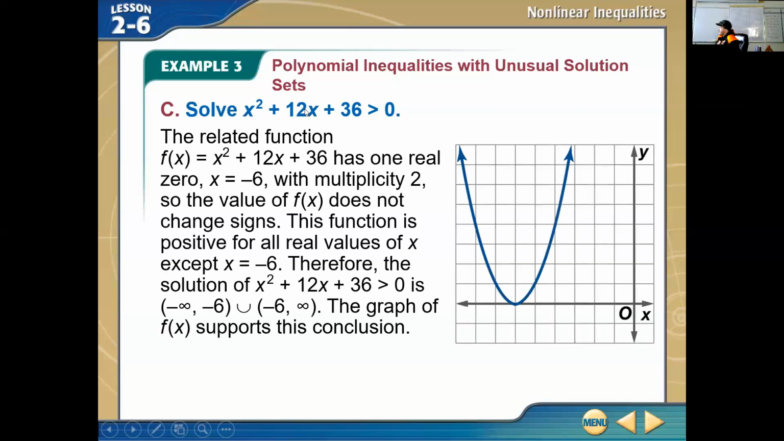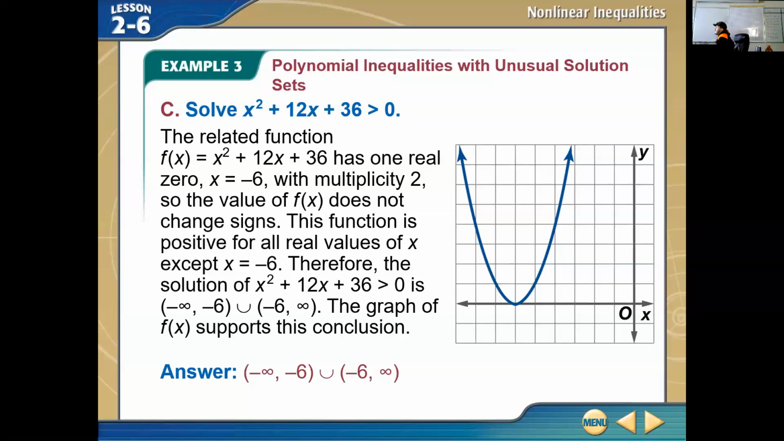So factoring that would reveal x plus 6 squared, which means that only the vertex touches the x-axis. And since we're greater than 0, it's not going to be all real numbers. It breaks it into the union between negative infinity and -6, and the union between -6 and positive infinity. And we have to use the parentheses because the solution of -6 is equal to 0, because that's our only real 0 that we have here. So that would violate the inequality.